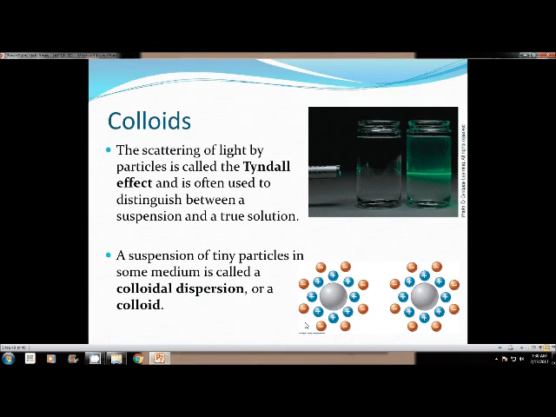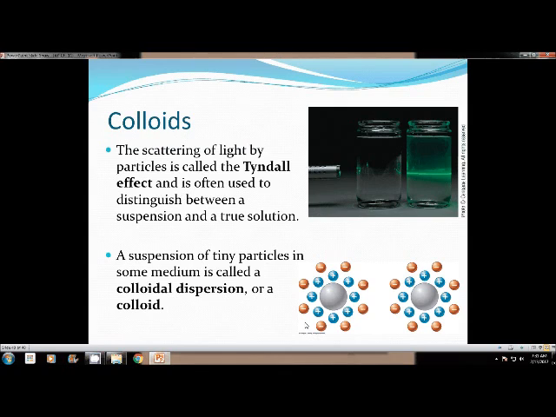So in the picture, colloids are usually when you cannot see through, or you can see the laser shining through. So colloids are classified according to the states of the dispersed phase in the dispersing medium. So there are many different types of colloids, which are listed on page 538 in your textbook. But in a colloid, the particles remain suspended rather than forming larger chunks and precipitating out into solids.